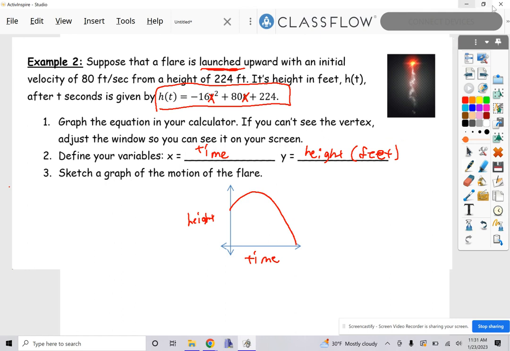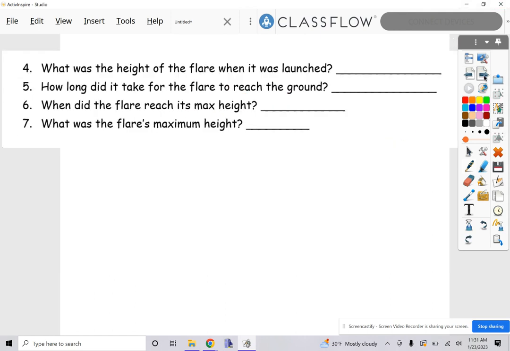I got a general idea of what it looks like. Let's look at our questions. So these are the typical 4 questions you're going to see on pretty much all these problems. What was the height when it was launched? How long did it take to hit the ground? When did it reach its max height? And what was the max height?